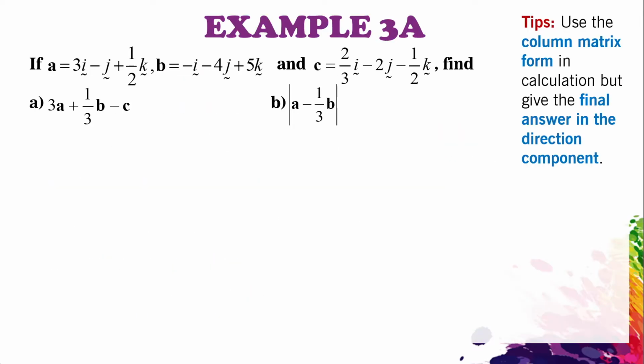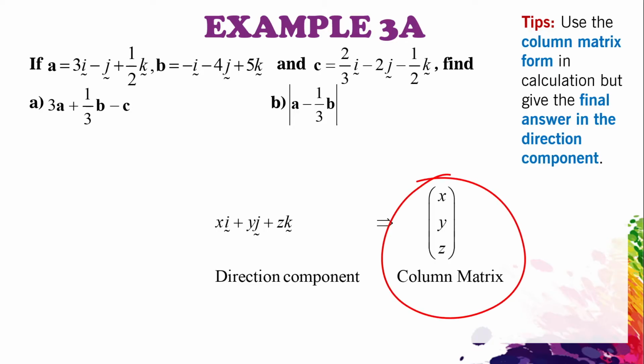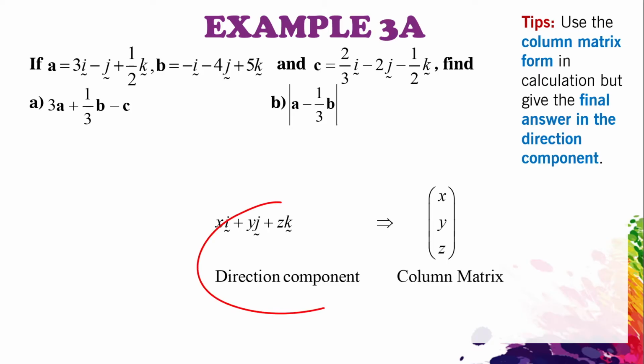So now, let's apply what we have learned in the previous slide by solving this example. Example 3a. Given 3 vectors in direction component form, you need to solve the following questions by applying the arithmetic operations of vectors. One tip for you in solving vector problems: you can use column matrix form in the calculation, but at the end, you need to give the final answer in the direction component form. So let's try part A.